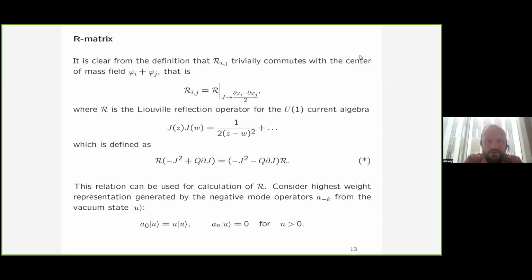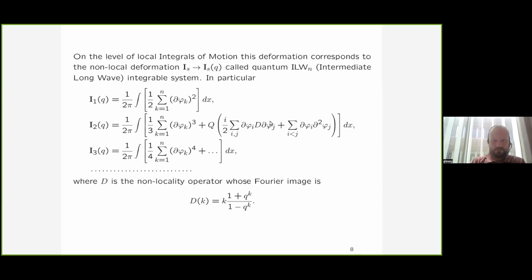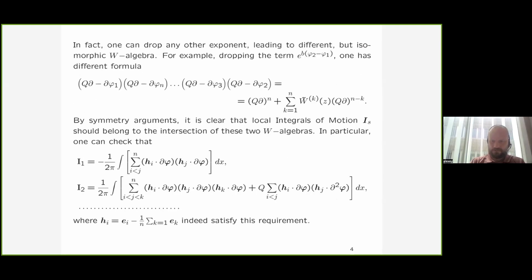So we have an R matrix, and the definition of the R matrix is... probably go even back over here. So the definition of R matrix is this one.